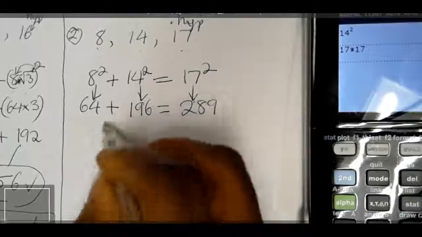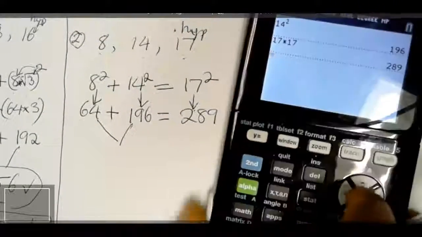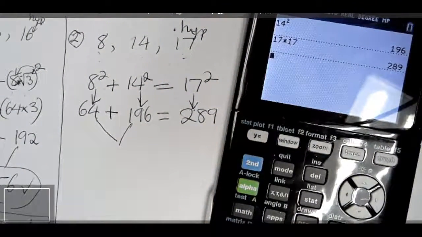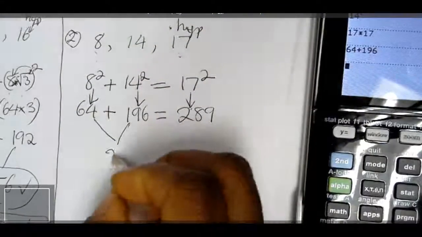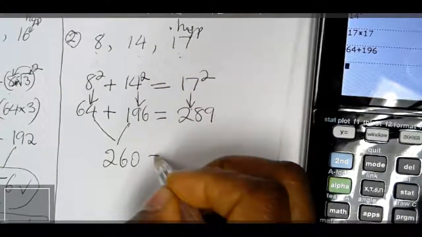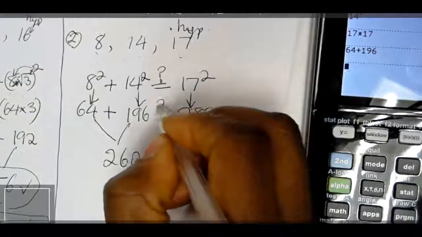Okay, so now we add the left side. So 64 plus 196. Watch when you're adding and when you're multiplying. Okay, don't mix things up. This is 260. By the way, we put our question mark there.